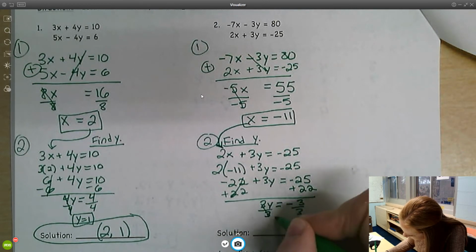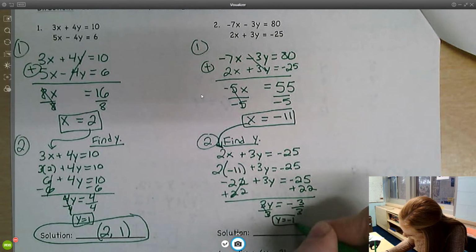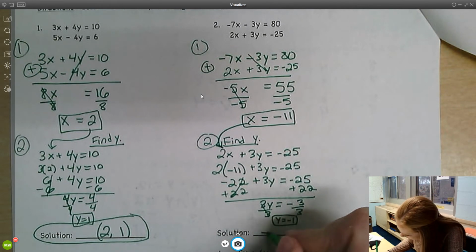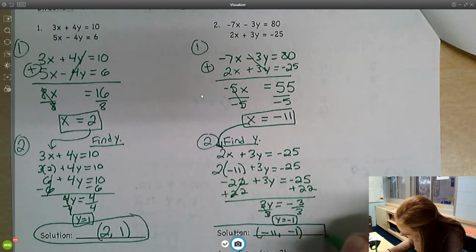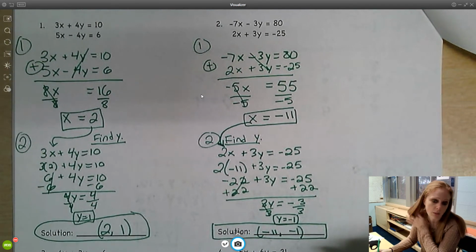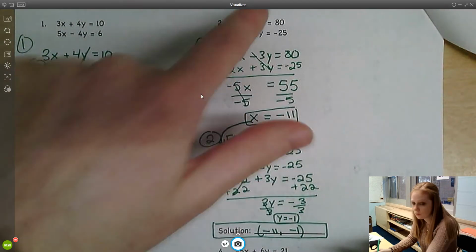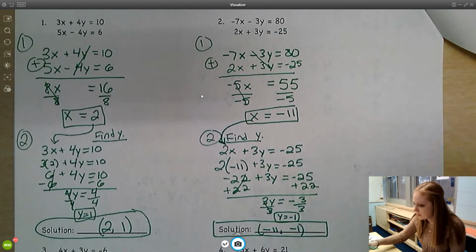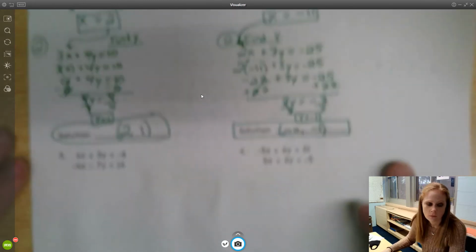Divide by 3 on both sides. Y equals negative 1. We have our x, we have our y. Our solution is negative 11, comma, negative 1. Okay, and just remember you can check those by taking that point and plugging in negative 11 for x, negative 1 for y, and seeing if they balance. Maybe I'll check the last one for us.